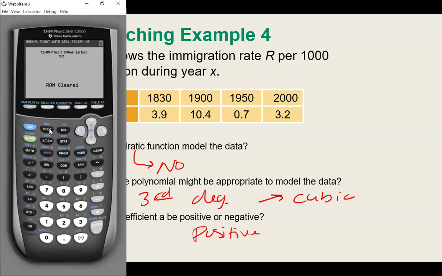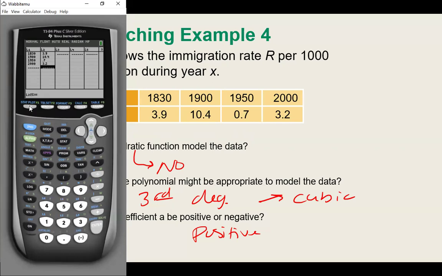So I'm going to go to stat. I'm going to go to edit. I'm going to put in my x's, all of them at one time. And we have 2000. And then I'm going to put in my y's, 3 and 9/10, 10 and 4/10, 7/10, and 3 and 2/10.